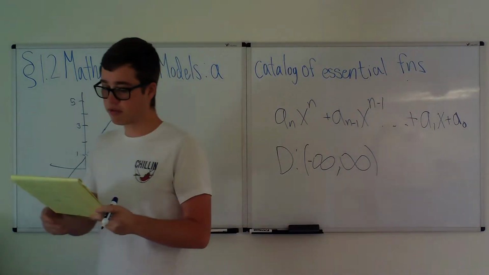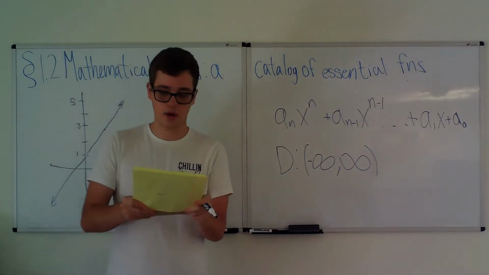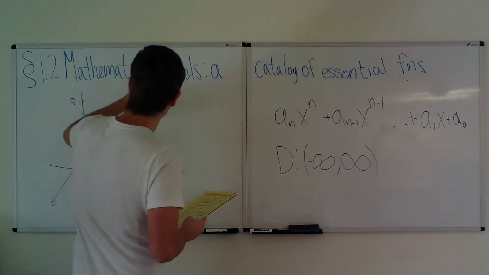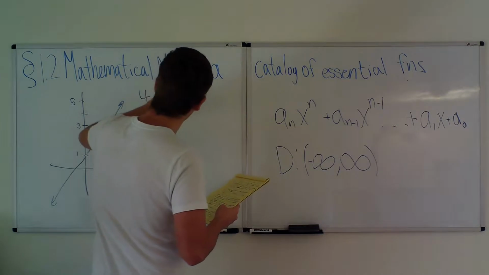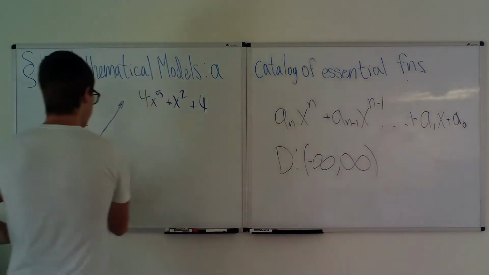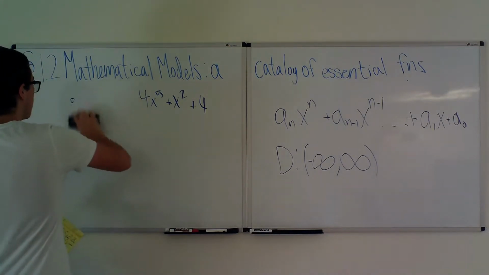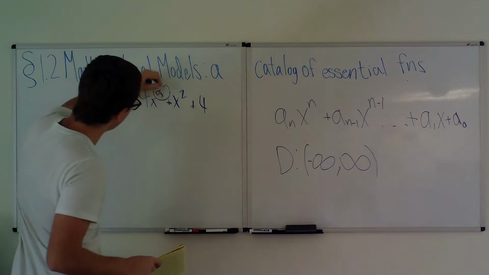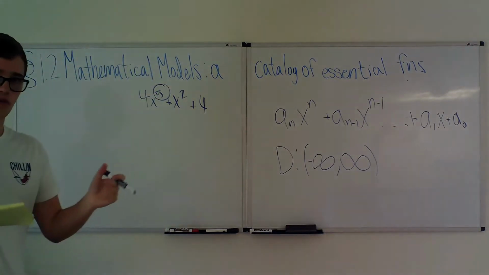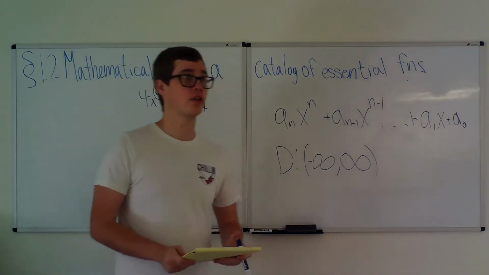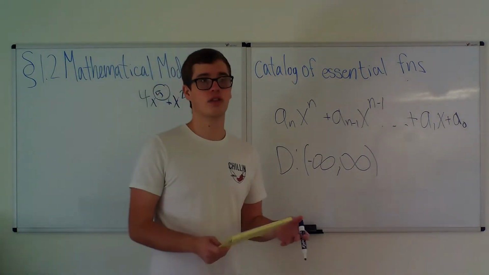And so the degree of the polynomial is based on the highest exponent. So if you have the equation 4x to the 5th plus x squared plus 4, it would be a degree 5 polynomial because the 5 is the biggest exponent, so it's a degree 5 polynomial. So a degree 1 polynomial is actually just a line. It's just a linear model.